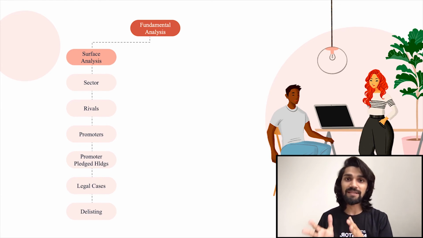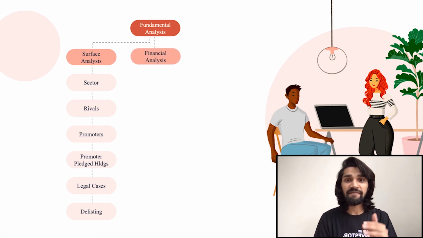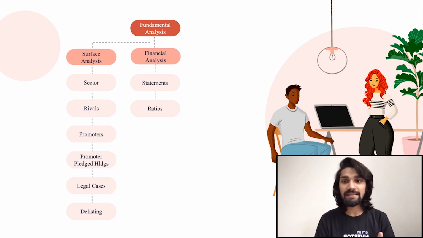So this was about the surface analysis. These are the very critical things that you need to look into before jumping into the financial statements or the ratios. Now that we know about the surface analysis, we'll look into the financial analysis. Financial analysis would contain statements like balance sheets, cash flow statements, etc., and ratios like PE ratio, PB ratio, etc. And we will look into this more detailed analysis in the upcoming videos.